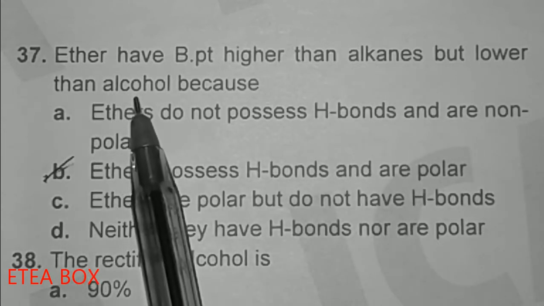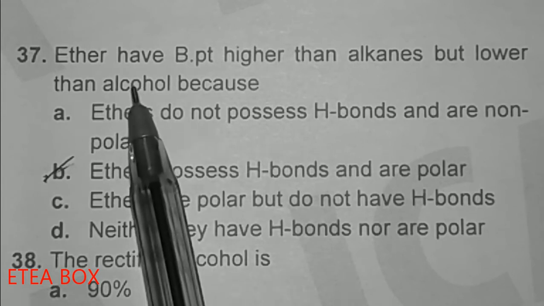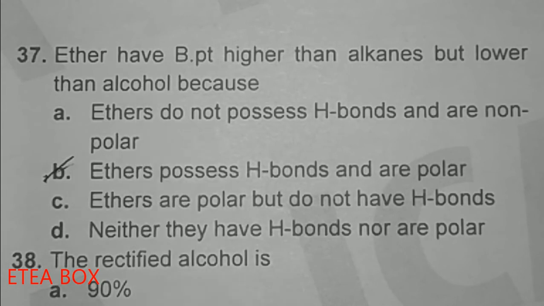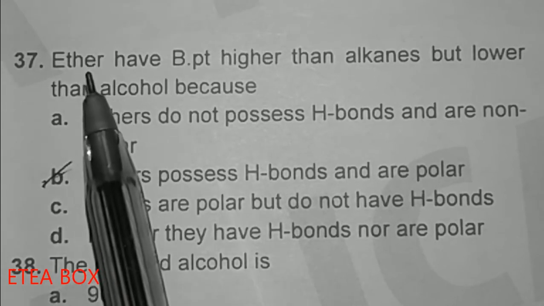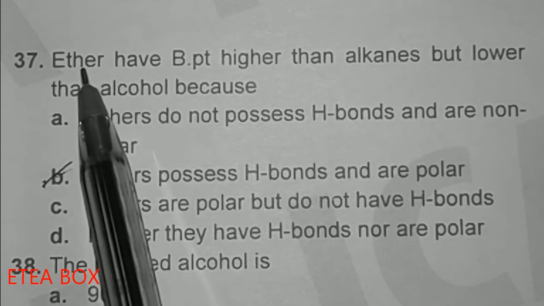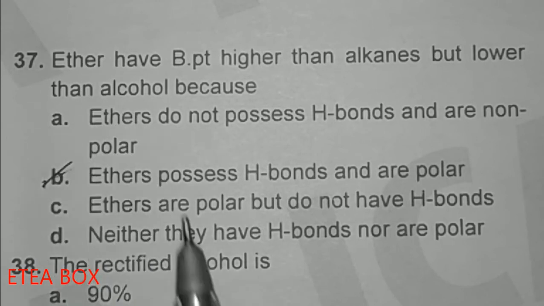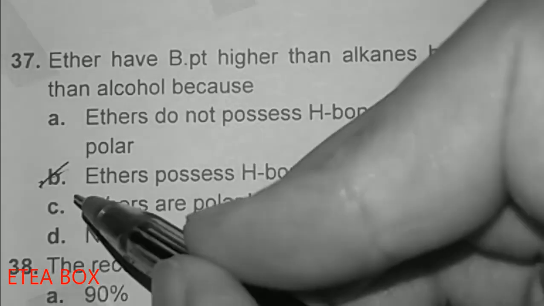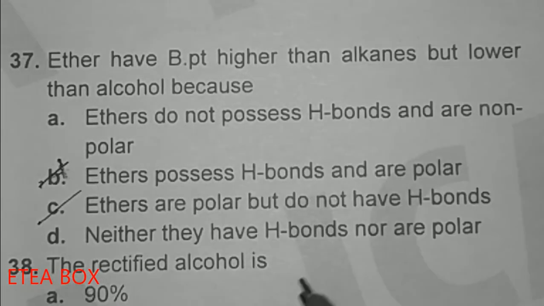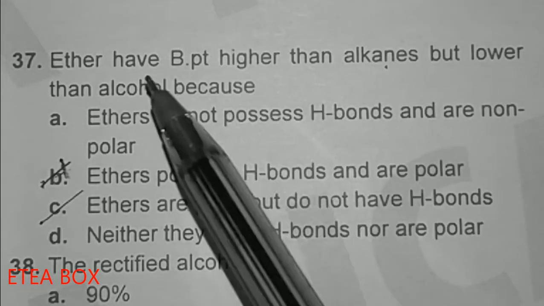We know that alcohol has oxygen and hydrogen, so alcohol is able to make hydrogen bonding, while ether has only oxygen, and the oxygen does not have any hydrogen atom. That's why ether is unable to make hydrogen bonding, so its boiling point is lower than alcohol. Look here, option C is correct. Ethers are polar but do not have hydrogen bonding, so they have a higher boiling point than alkane and lower than alcohol.